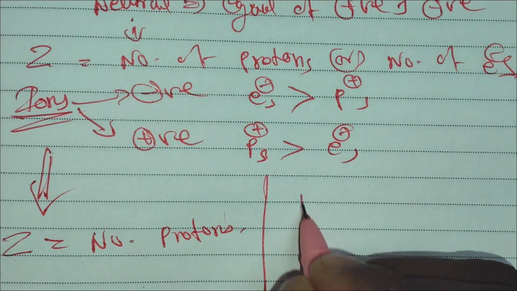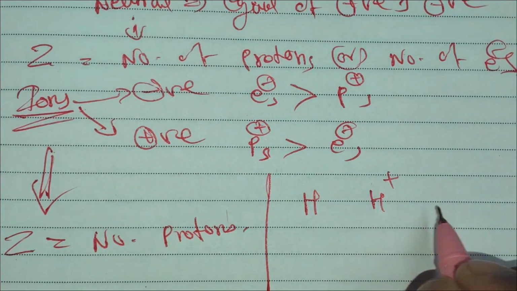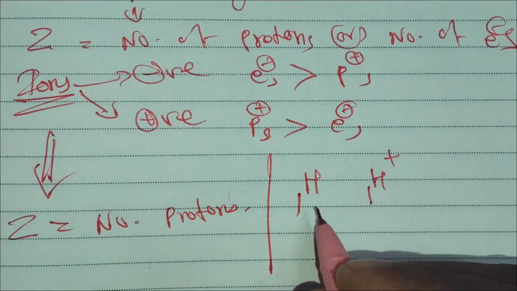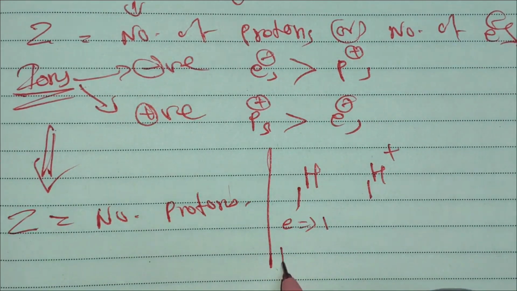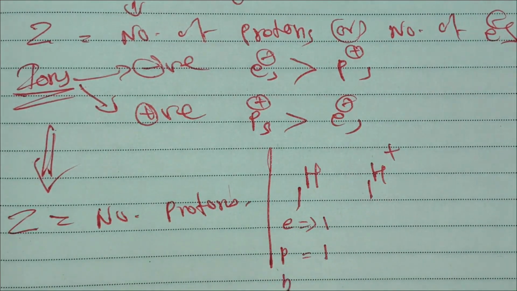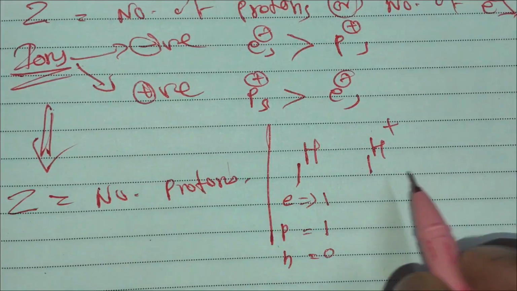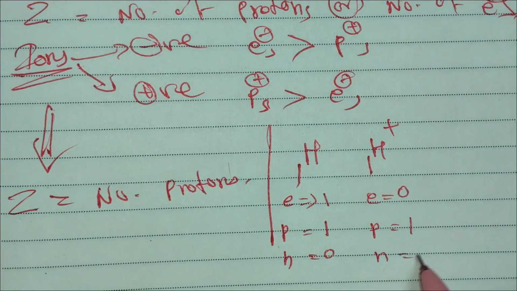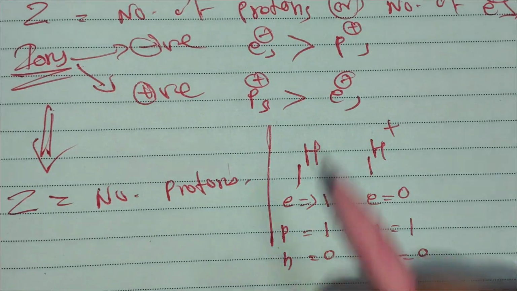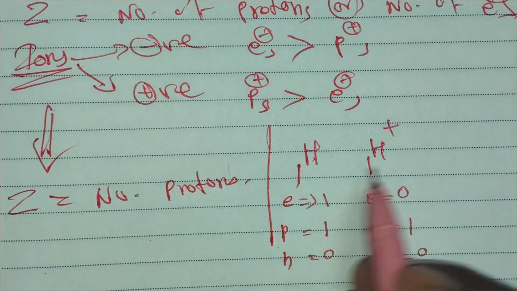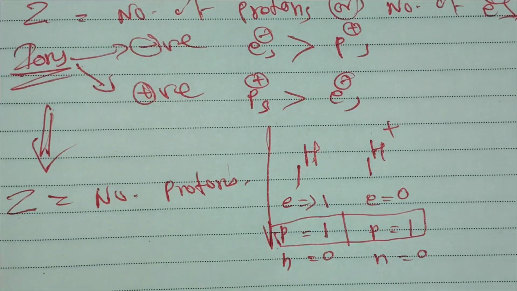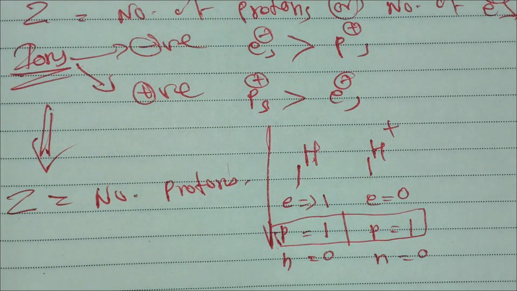For example, hydrogen H plus. Hydrogen's atomic number is 1, and here also it is 1. In the case of hydrogen atom, the electron is 1, proton is 1, and neutron is 0. In H plus, the electrons are 0, protons 1, neutrons 0. Anyway, the neutral atom and ion both do not change in the proton. Proton does not change. That's why for ions, the atomic number is equal to the number of protons.